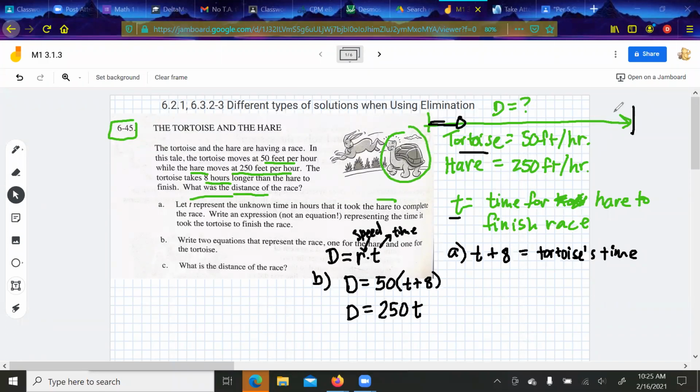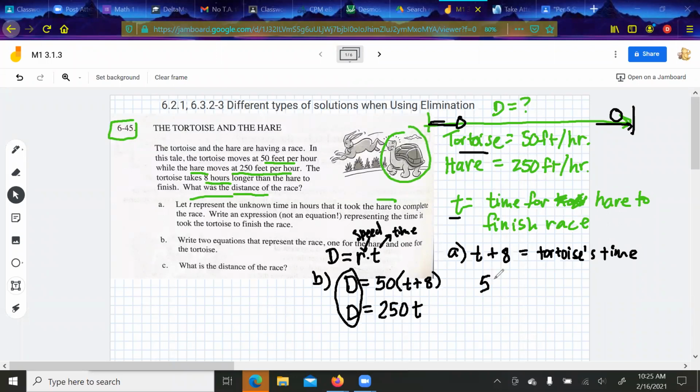they finish. And you know the story, the hare stops to rest or whatever, and then the tortoise passes him up. The hare does all kinds of stuff and loses the race, but they end up finishing the same amount. So this distance is going to be the same because they travel the same amount of distance for the race. So we can use equal values and set these equal to each other.